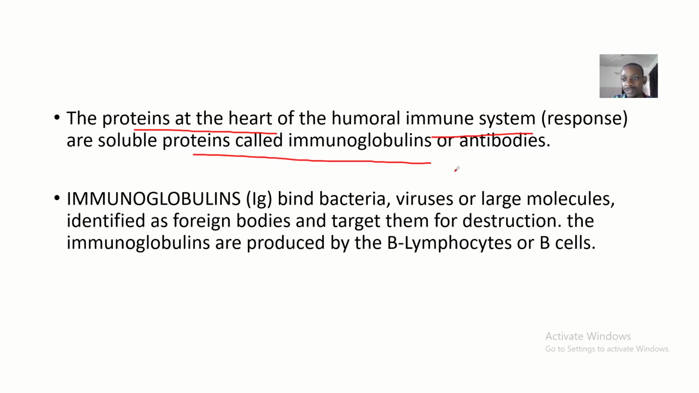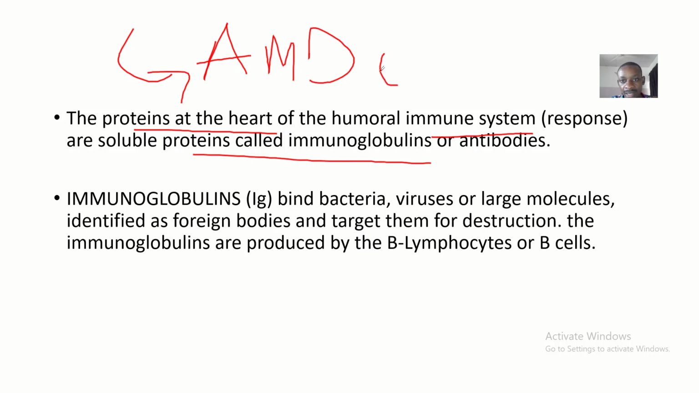The proteins at the heart of the humoral immunity system are soluble proteins called what? Immunoglobulins or antibodies. My memory aid for remembering them is GAMDE. That's immunoglobulin G, immunoglobulin A, immunoglobulin M, immunoglobulin D, immunoglobulin E.